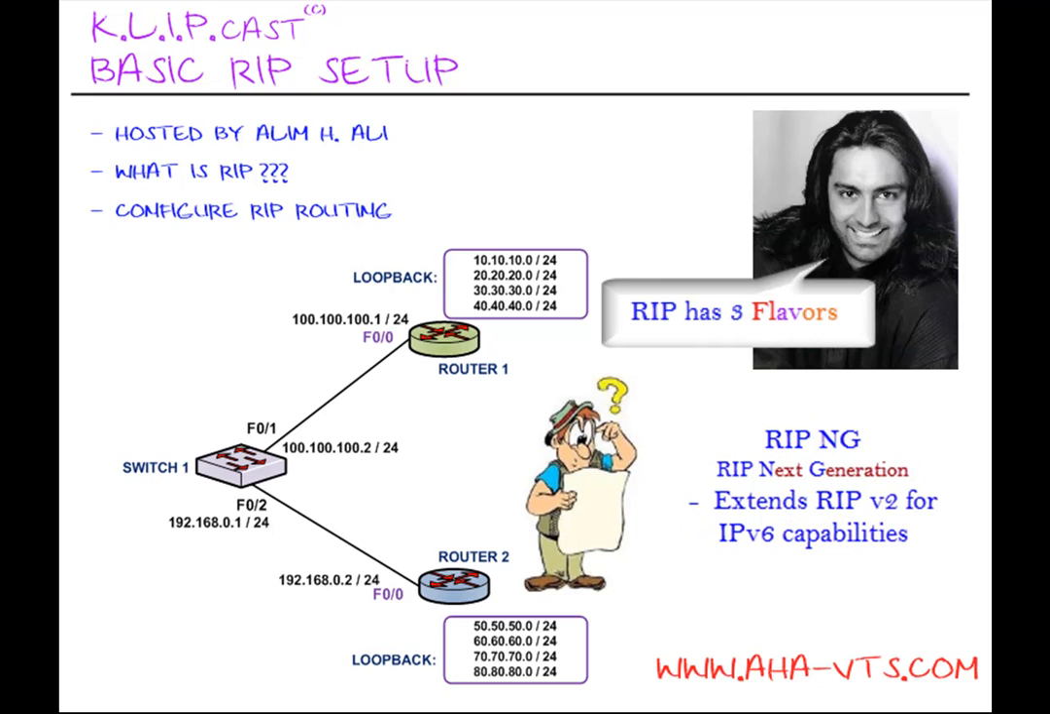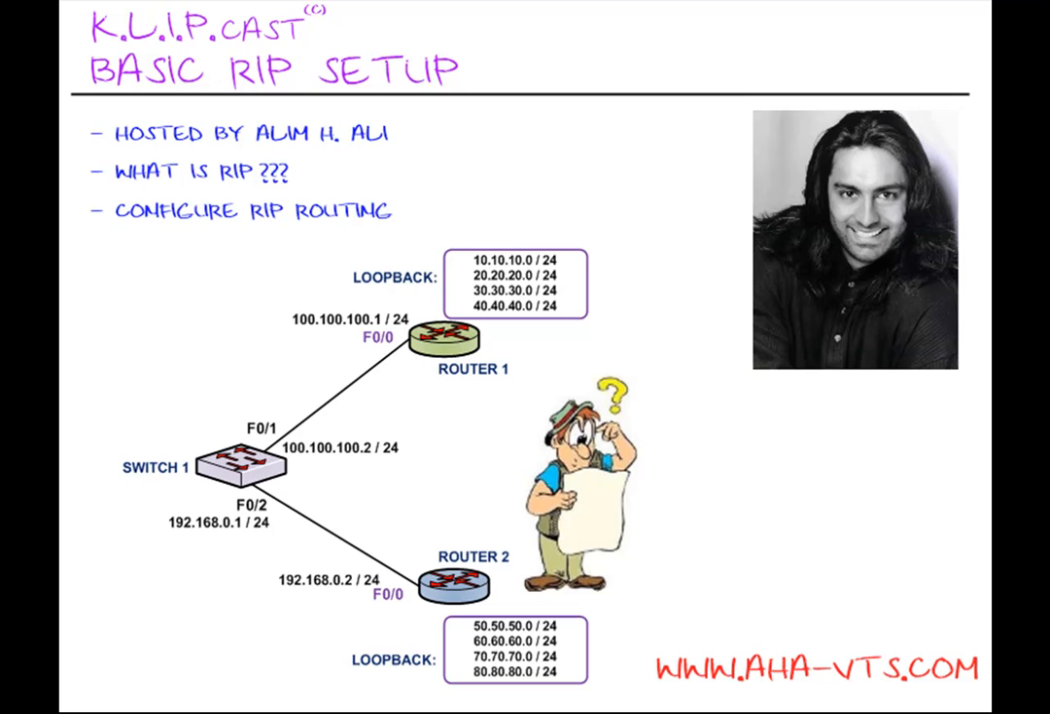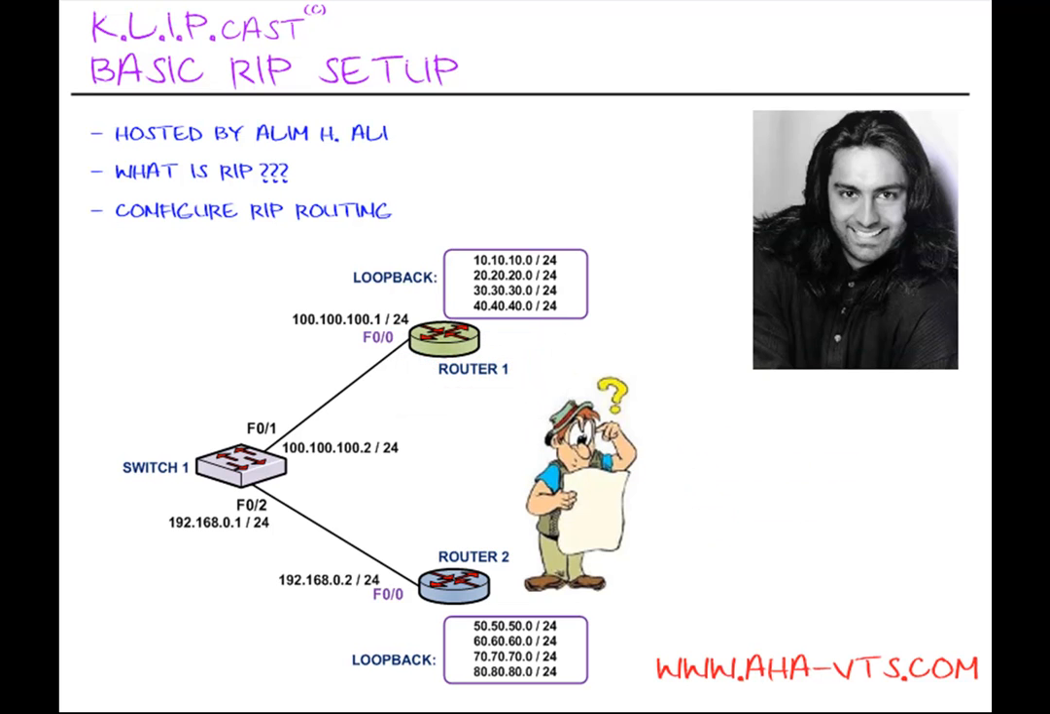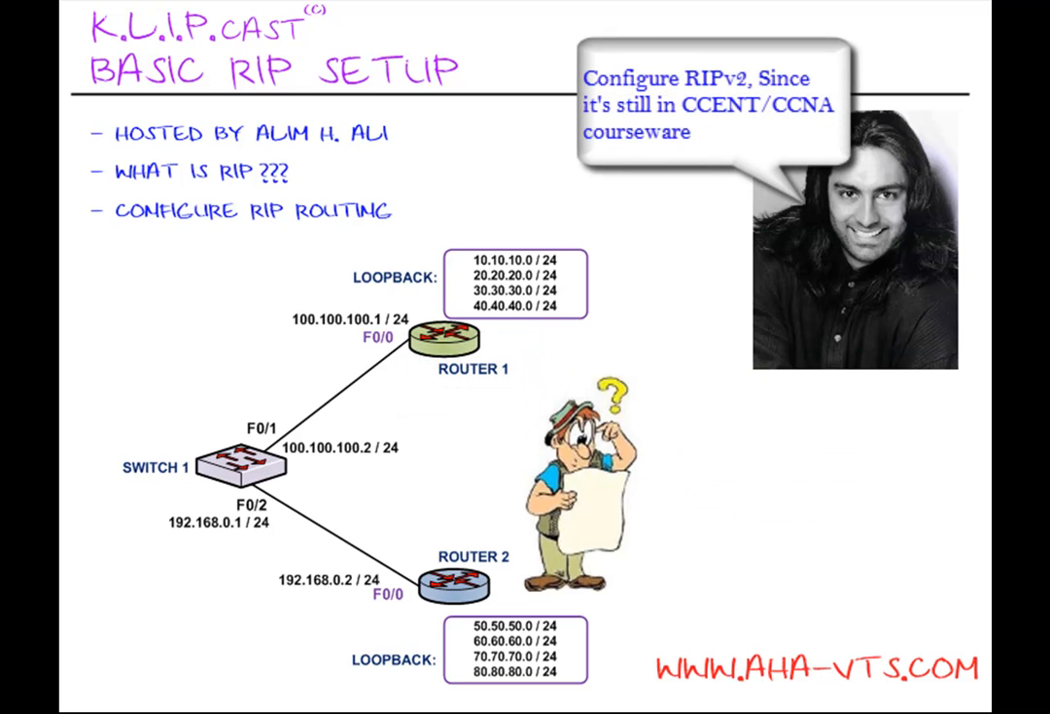And last we have RIPng, which stands for RIP Next Generation, that extends RIP version 2 to include IP version 6. But no matter what flavor you're using, RIP's administrative distance is 120 and it uses hop counts as its metric to determine how far a destination network is from the source. But in this clipcast, we're going to configure RIP version 2 since it's still prevalent on networks and also part of the CCENT CCNA courseware.